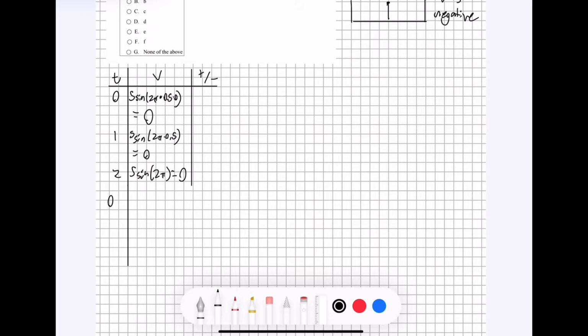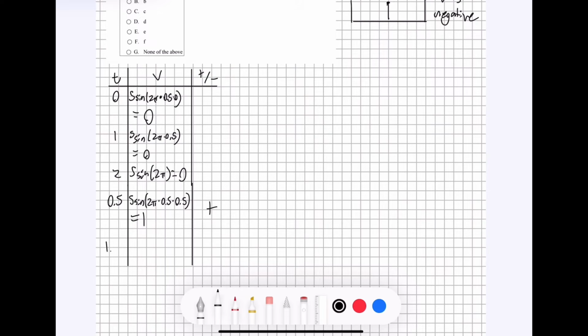And let's start off with 0.5. For 0.5, 5 sine 2 pi times 0.5 times 0.5. If we calculate that, it's going to be essentially the same as sine of pi over 2, and that is going to be equal to 1. And that means that this value is positive.